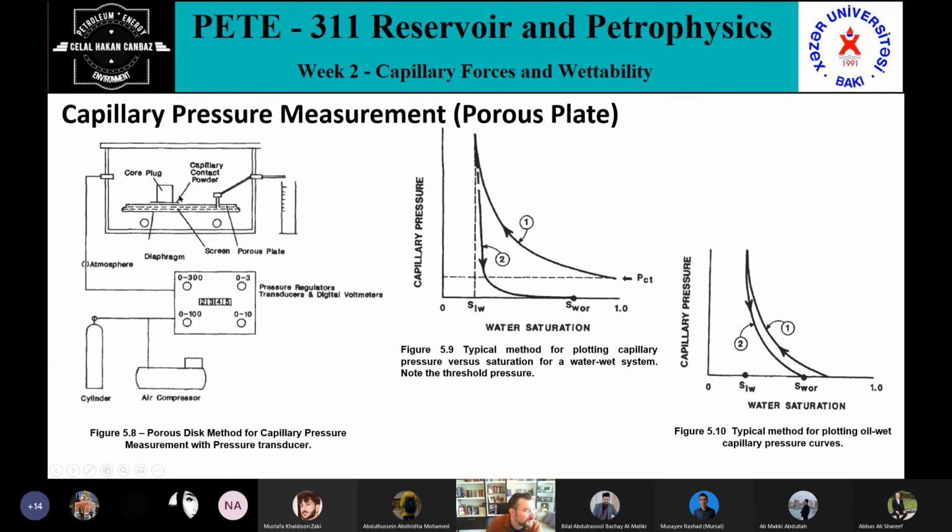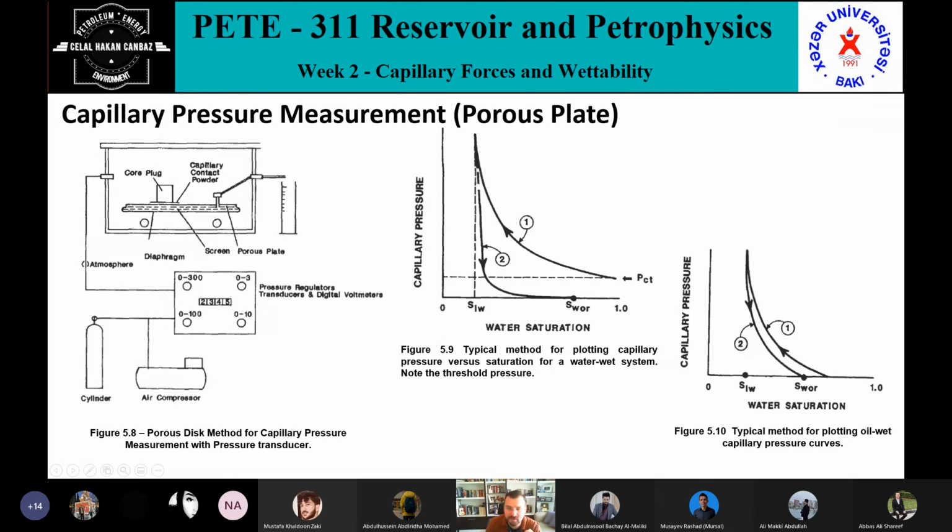You make your reading here in terms of capillary pressure. It has to be very sensitive. There is no other way, so the calibrations need to be done often. So this is the porous disk method, as we call it.